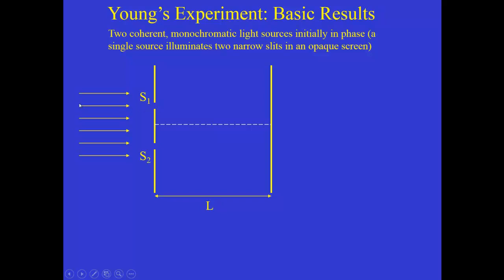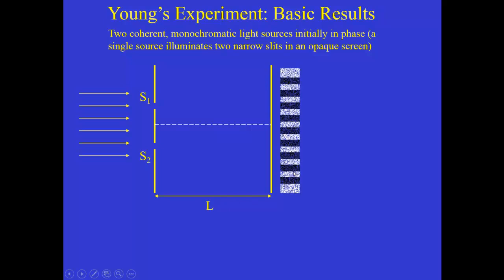So the light that comes through originally comes from the same source, and that means that the light, if it has a wave, it's coherent, so that the light has stable phase relationships, the light that comes from S1 and S2. It's monochromatic, it's got a single wavelength, and since the light that goes through S1 and S2 comes from the same source, we assume that the light, if it's a wave, is going to start off in phase. And so what we want to do then is look at the pattern that's formed if we let the light go through these two slits. What do we see on a viewing screen a distance L away?